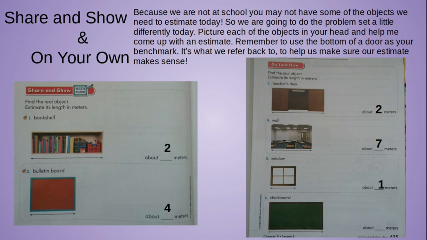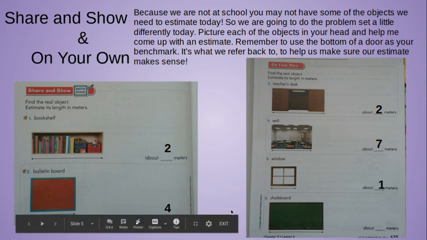About 1 meter would be a good estimate. Now, maybe you have a really big window and you might have said 2 meters. Again, those would both be okay estimates, depending on the window you're looking at. The last object we need to estimate is a chalkboard.